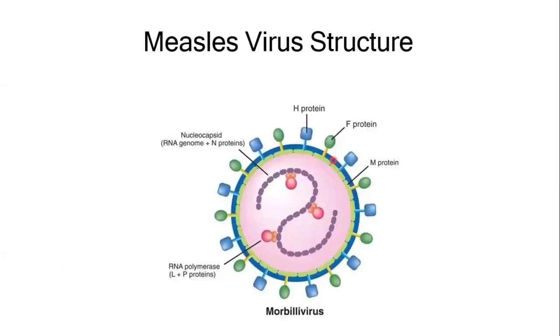Okay, so you can see here, this is the structure. We have the H protein, the F protein, the fusion one. Then we have the M protein. Then inside we have the nucleocapsid. So this is the inside. We have the RNA genome plus N proteins, then RNA polymerase. I think from the previous lectures, we had explained the role of RNA polymerase and the RNA genome, but we're going to look again.